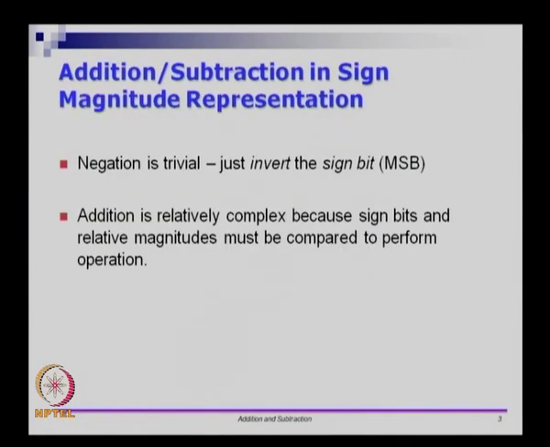So, let us start with the very first signed representation, namely the sign magnitude representation. Addition and subtraction in sign magnitude representation: negation is actually trivial. If you want to negate a number, all you have to do is take the most significant bit and flip it. If it is positive, it will go to negative, and if it is negative, it will go to positive. However, addition is relatively complex. Because addition is complex, subtraction also becomes complex, because subtraction is negation followed by addition. Addition is complex because sign bits and relative magnitudes must be compared to perform the overall operation.